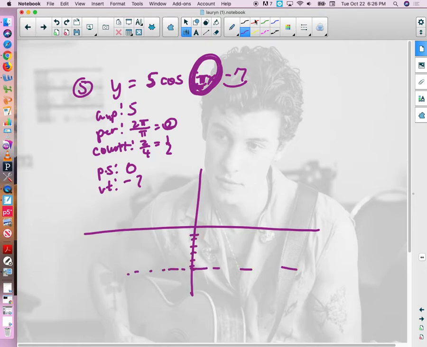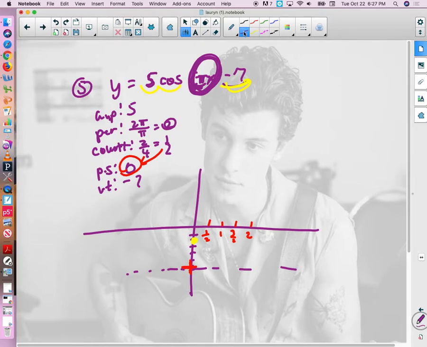So this is my new target right here. Okay. I'm going to count from 0 by halves. 1/2, 2 halves, 3 halves, 4 halves. And if it was a sine wave, I would put my first dot right here. But once again, I have cosine. And so my first dot goes to positive 5 above that. And so my first dot goes to negative 2. 5 and negative 7 gives me negative 2.